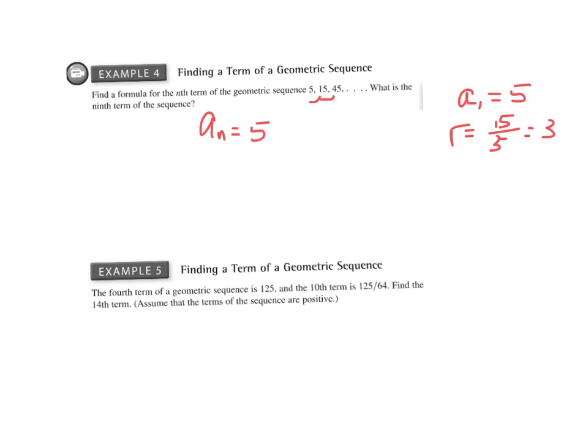So find your nth term first, which means don't plug in anything for n. Your first term is 5. Your ratio is 3. You do need parentheses there because, remember, order of operations, you'd raise it to the n minus 1 first. Okay, and then now find your 9th term.